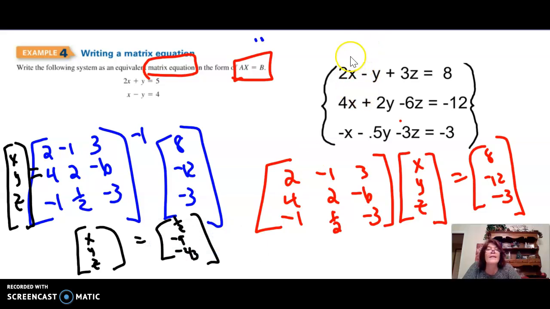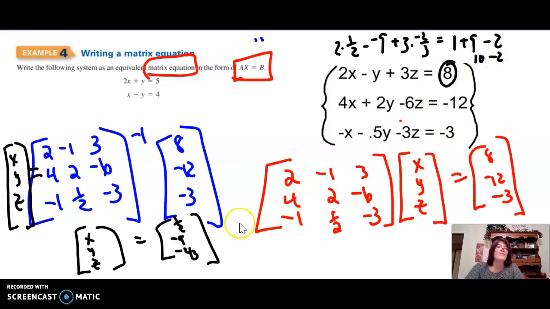I, of course, would try it just to make sure. 2 times a half minus -9 plus 3 times -2/3. Let's see, 2 times a half is 1 plus 9 minus 2. So that's 10 minus 2. Yep, that's 8. Sometimes I just check the first one and I assume that I did it right then. But if I really wanted to, I would check them all. All right, so you get a half, -9, -2/3.